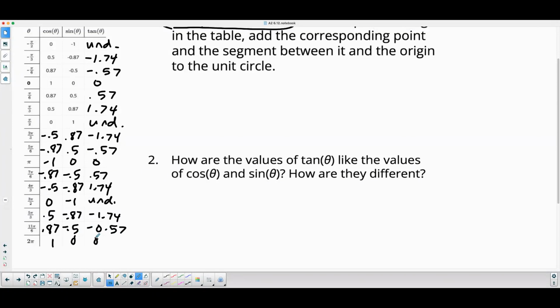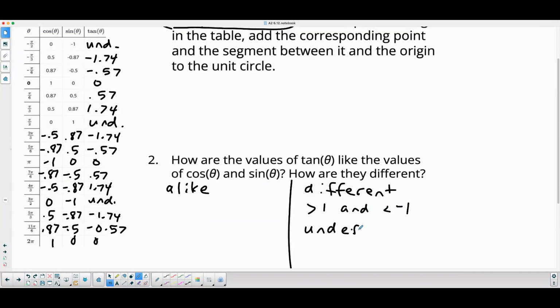All right, so there's the first part, complete the table. The second part, how are the values of tangent theta like the values of cosine theta and sine of theta? How are they different? Well, we kind of already answered some of that. So alike, different. Okay, how are they different? Well, greater than 1 and less than -1. We have undefined values.